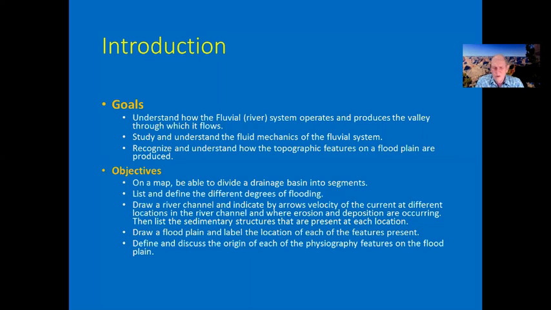The objectives are for you as a student, when you're done, to be able to divide the drainage basin into its three segments, list and define the different degrees of flooding, draw a river channel, and with the use of aerials indicate where the river is flowing the fastest and where the water is flowing the slowest. Also look at what happens to the river system when it rounds a bend. Draw a floodplain and label the locations of each of the features, then discuss the origin of each of these physiographic features on the floodplain, and discuss the different types of flooding.